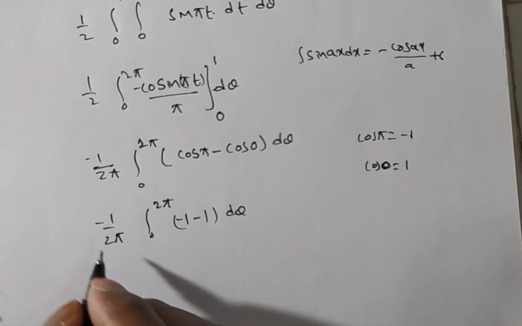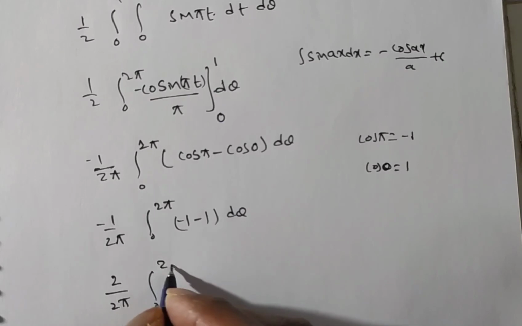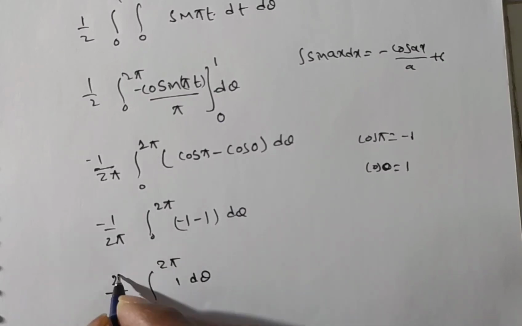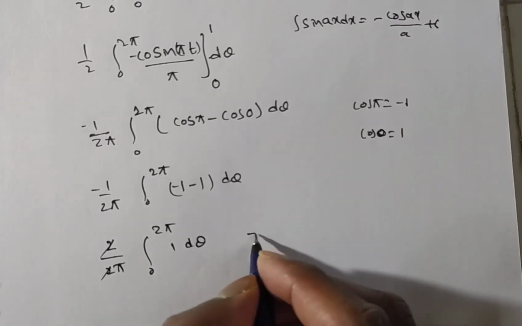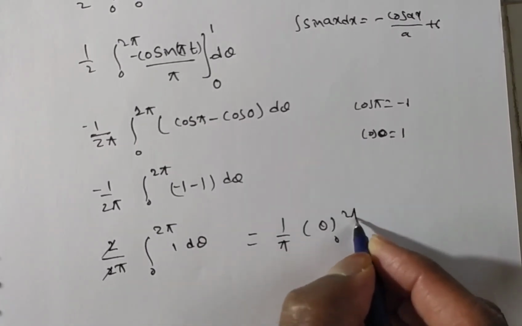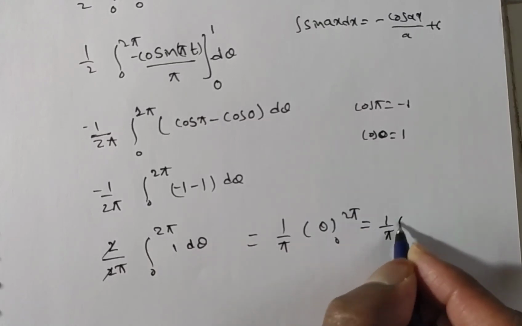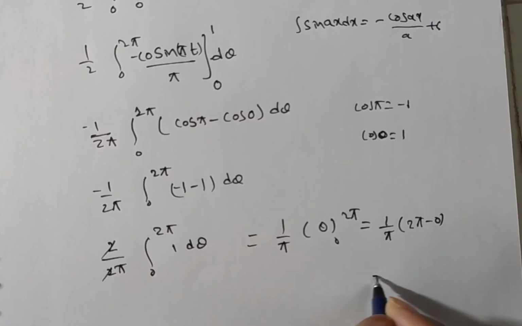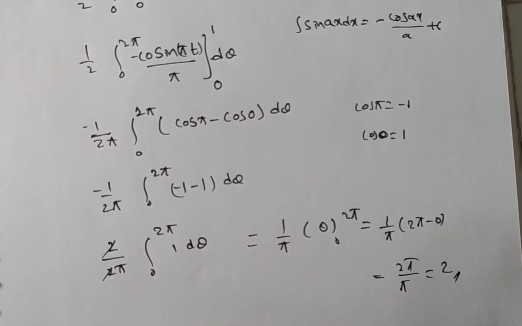This minus 2 I am writing outside. Then minus of minus plus 2 by 2 pi, integral from 0 to 2 pi 1 d theta. This 2 in the numerator and denominator gets cancelled. Now integration of 1 with respect to theta is theta. Limits from 0 to 2 pi, if substituted, you will have 1 by pi times upper limit minus lower limit, that is 2 pi by pi. So the answer you are getting is 2. Is it clear for everyone?